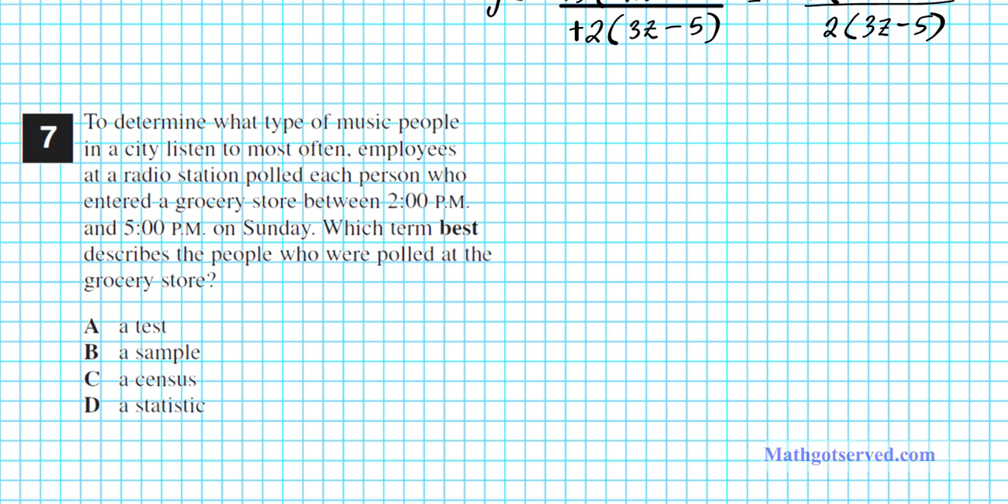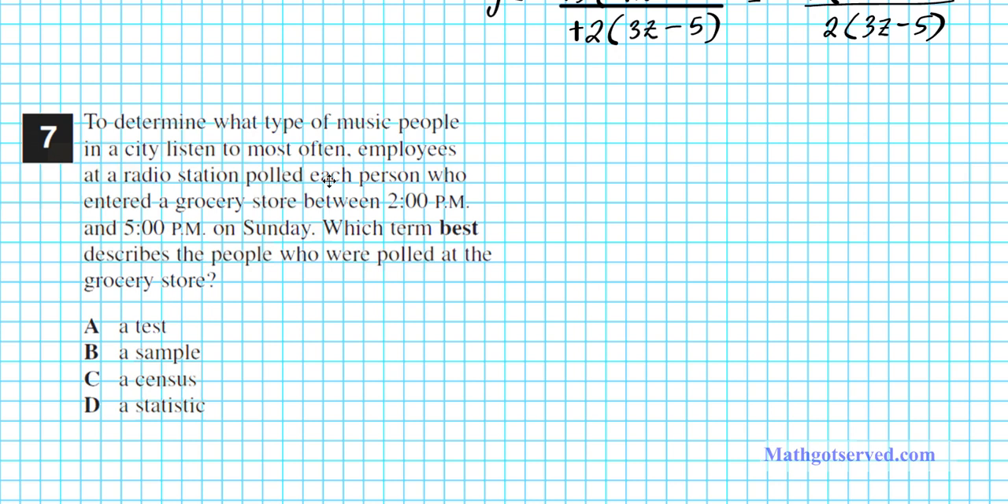Okay, let's take a look at question 7. It says to determine what type of music people in a city listen to most often, employees at a radio station polled each person who entered a grocery store between 2 p.m. and 5 p.m. on Sunday. Which term best describes the people who were polled at the grocery store?